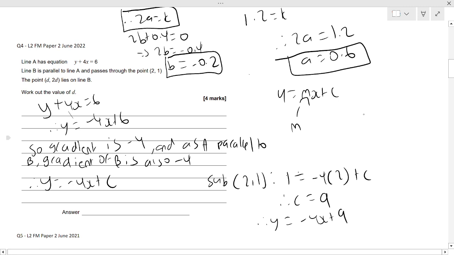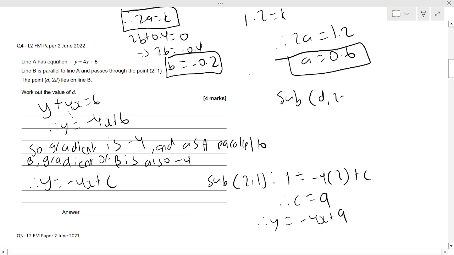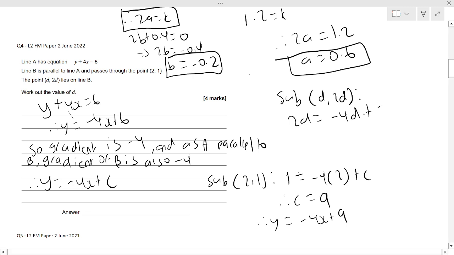Okay, but then what's it saying? The point D lies on B, find the value of D. Well, we have the equation for B, so we can substitute the point in and see what we can do with it. So (D, 2D), but y is 2D, so 2D is going to equal minus 4. Now x is D, so it's going to be minus 4D plus 9.